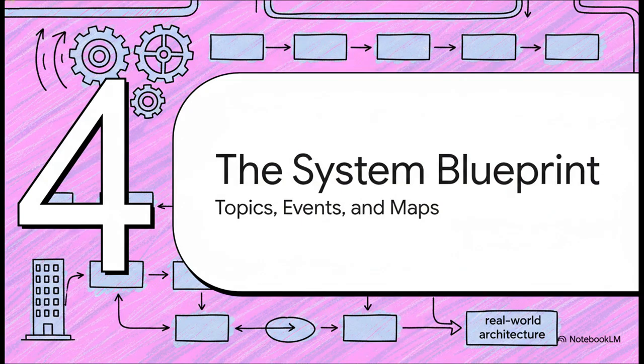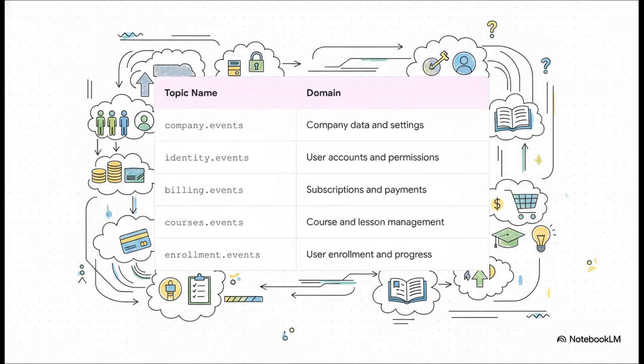All right, let's get to the really fun part, the actual blueprint. This is where we see how all these ideas and rules come together to build a practical, real-world architecture. First things first, we gotta get organized. In Kafka, we do this with what are called topics. You can think of them as dedicated channels or mailboxes. All events about user accounts, they go into identity events. All the payment stuff, straight to billing events. You get the idea. It keeps everything neat and tidy and stops messages from getting all mixed up.